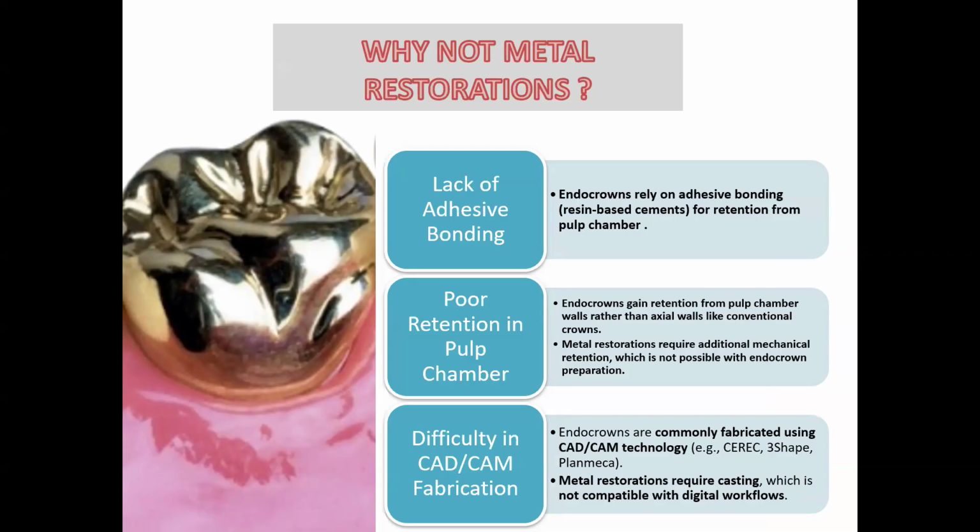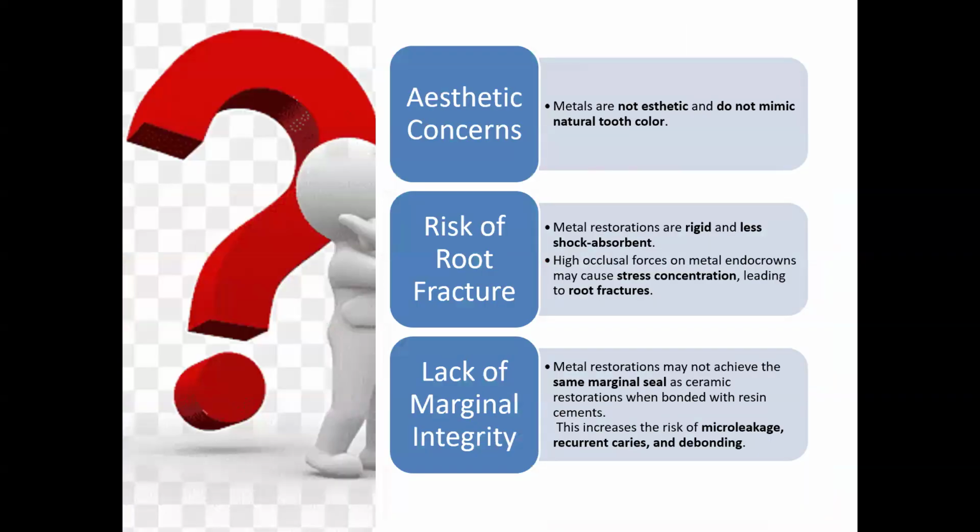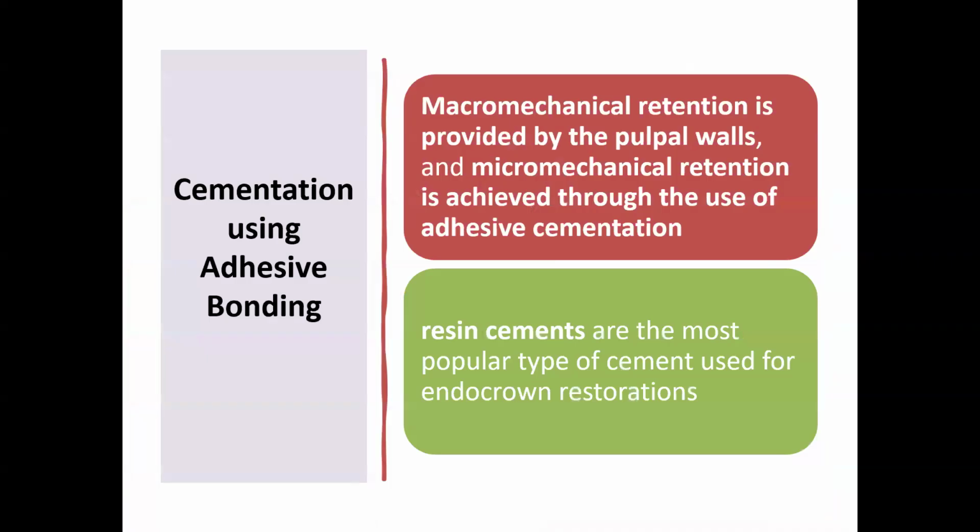So why are we not using metal for endocrowns? It lacks adhesive bonding, has poor retention inside the pulp chamber, and makes CAD-CAM fabrication difficult. And I already mentioned that the aesthetic concern is the most important factor. And when you are giving an endocrown, there is a risk of root fracture, and the last one is the marginal integrity.